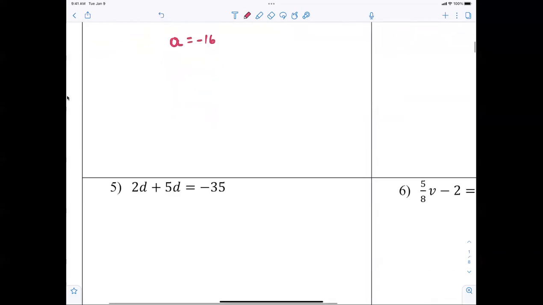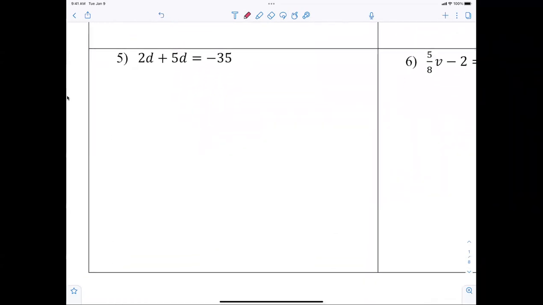Now you have to be real careful on number 5, because what do I have to do to terms? Combine like terms. So everybody should be able to look at that and say 2D plus 5D is obviously 7D equals -35. And now to undo the multiplication, we just do the division. So I end up with D equals -5. Simple as that. That's what I want on your paper. I don't just want D equals -5. That's the only answer.